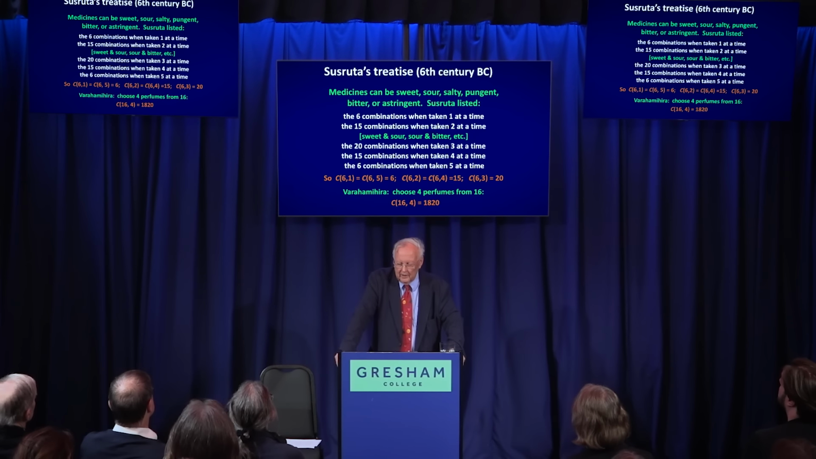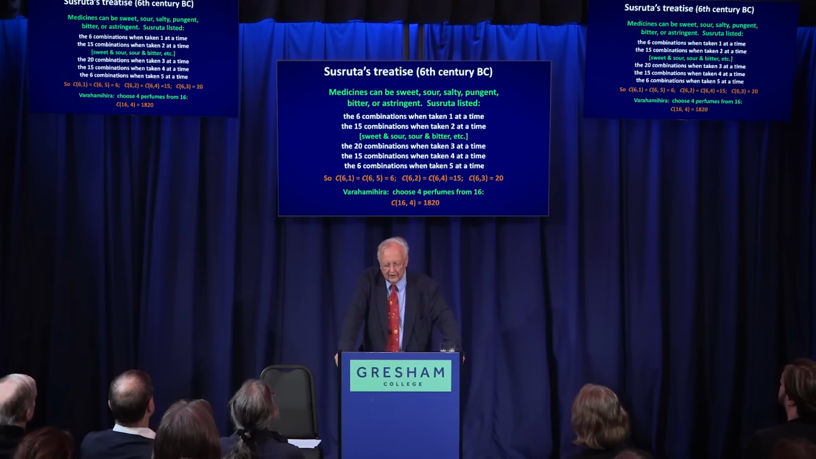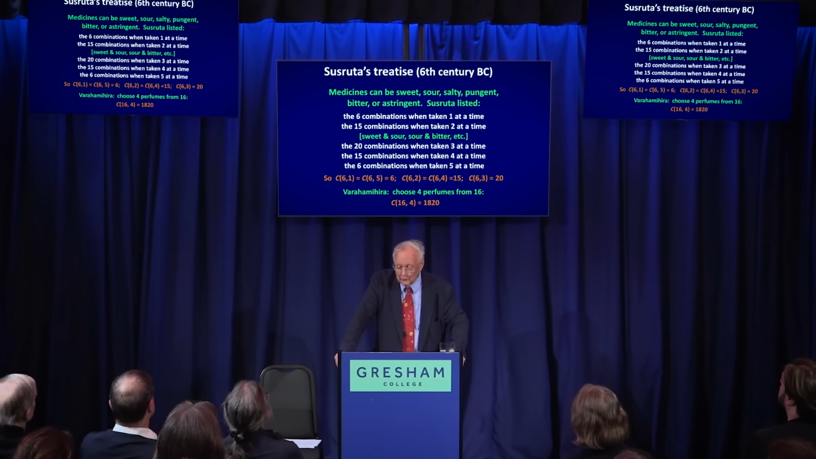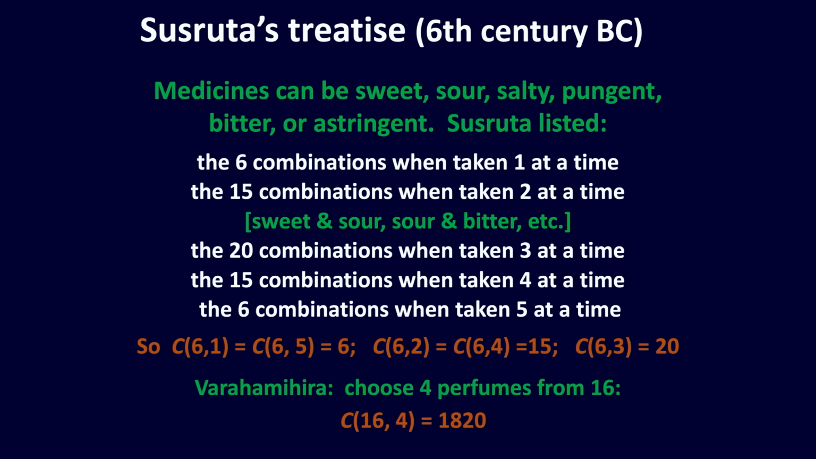Around the 6th century BC, a Sanskrit medical treatise noted that medicines can be sweet, sour, salty, pungent, bitter, or astringent. And its author, Susruta, explicitly listed all the possible combinations of these when taken two at a time. There are 15 such combinations, such as sweet and sour, sour and bitter, salty and pungent, and so on.